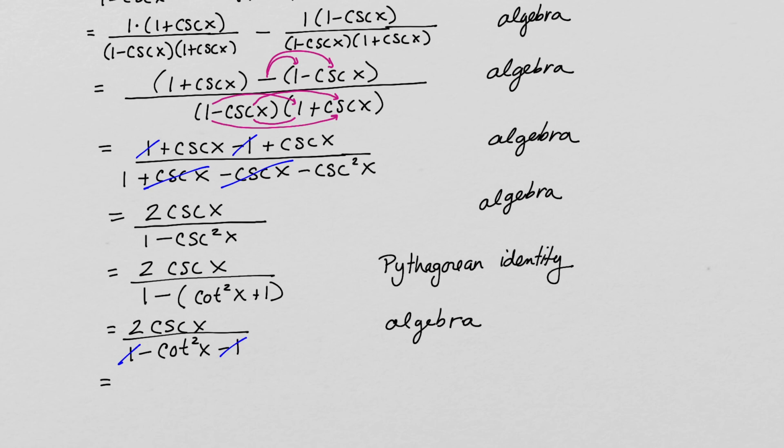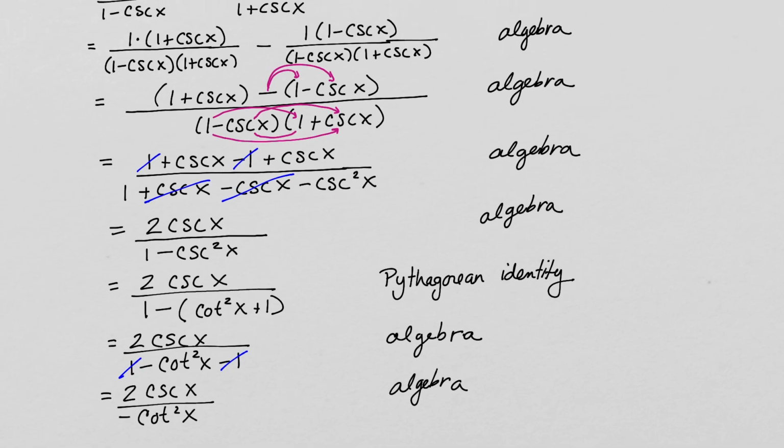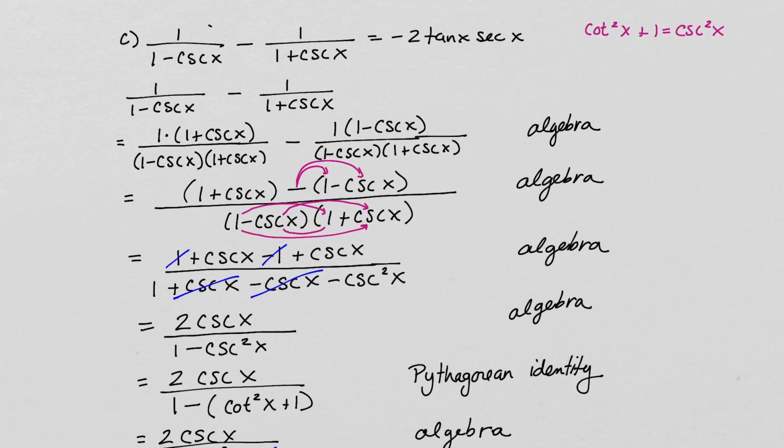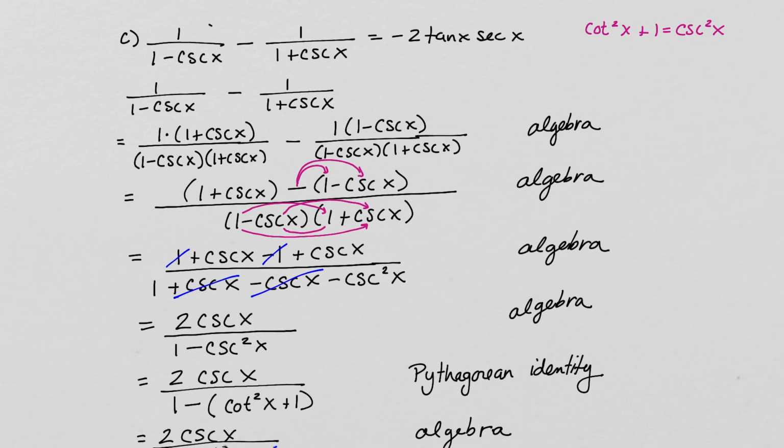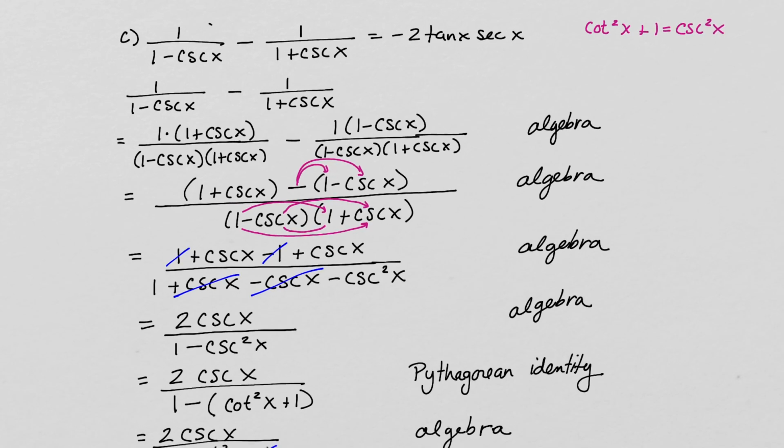And so right now we're at 2 cosecant x over minus cotangent squared x. So again, all I've done is algebra. The thing you want to remember is where we're trying to get to, right? The thing that we are trying to get to is minus 2 tangent x secant x. These problems are sometimes a little bit long.